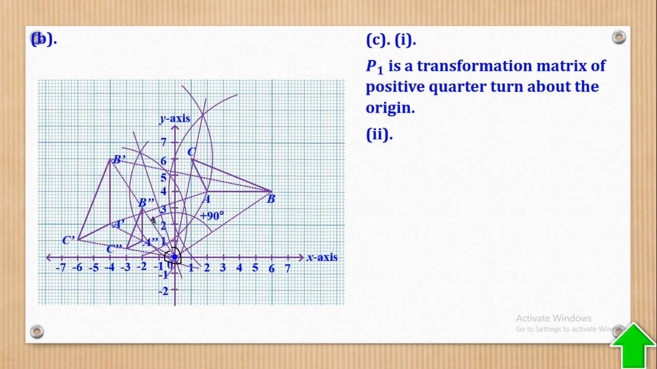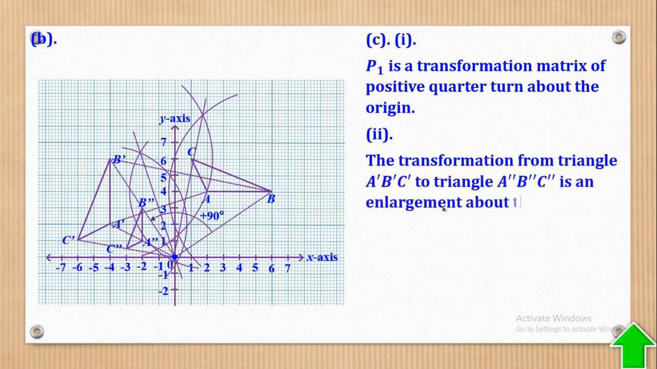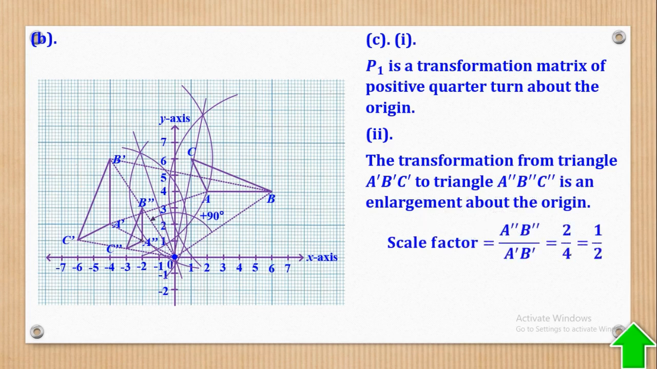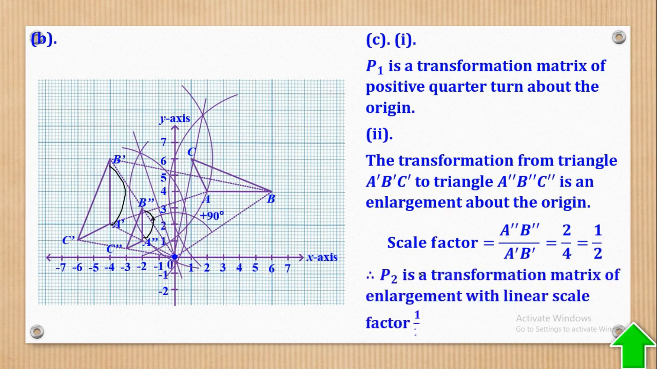Now the scale factor is what we need. So the transformation from this to this is an enlargement about the origin, but we also need the scale factor. So the scale factor will be this from here, which is 2 units, and from here, which is 4 units. So 2 over 4 is a half. Therefore the scale factor is a half. That means that P2 is a transformation matrix of enlargement with linear scale factor half about the origin.